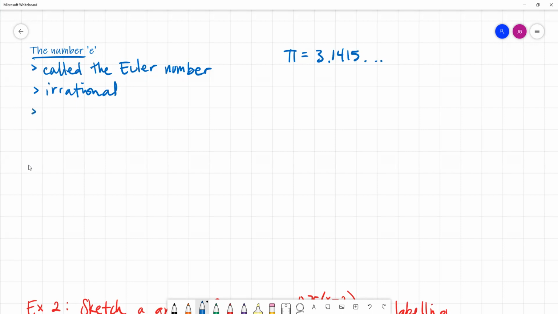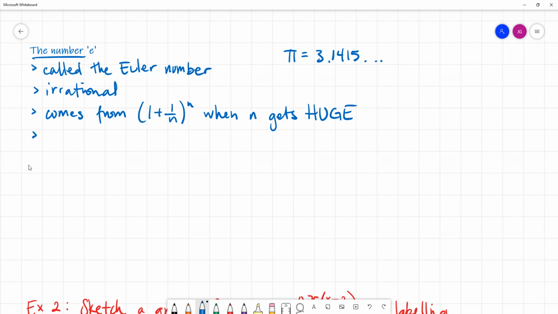Where does it come from? Okay, it comes from this little formula, 1 plus 1 over n to the nth power. Okay, when you take this formula and you plug in huge numbers of n, the bigger you get, the closer to e it's going to be. So it comes from this when n gets huge.